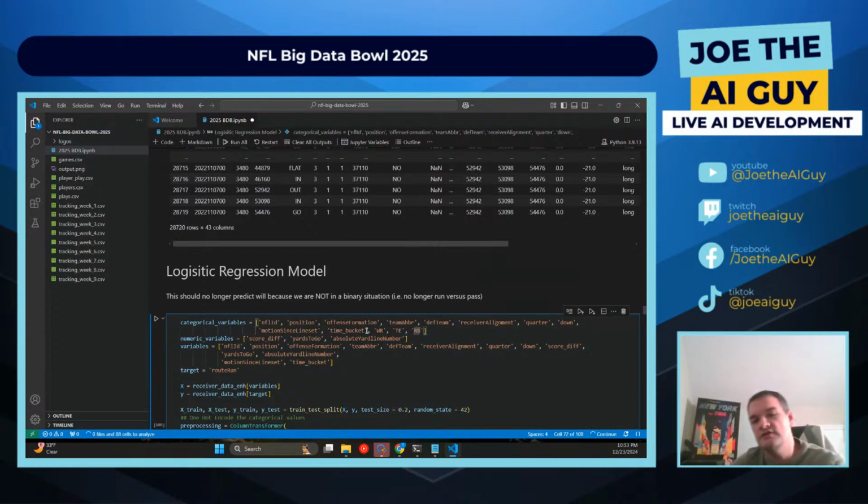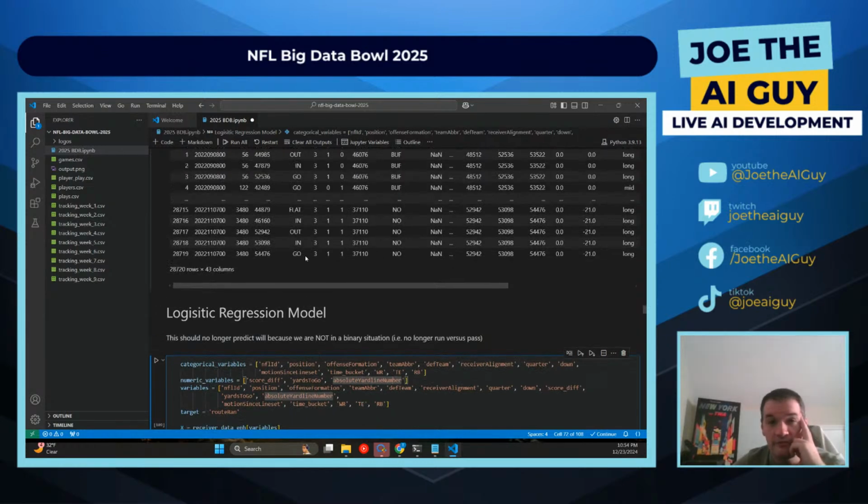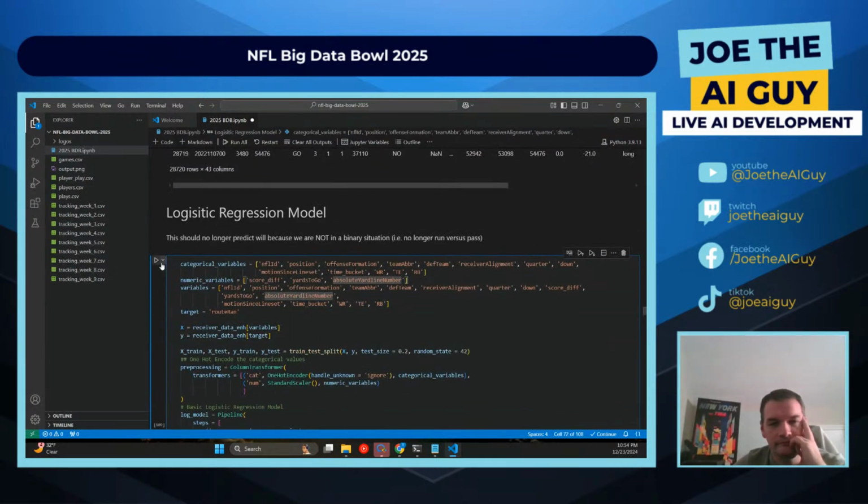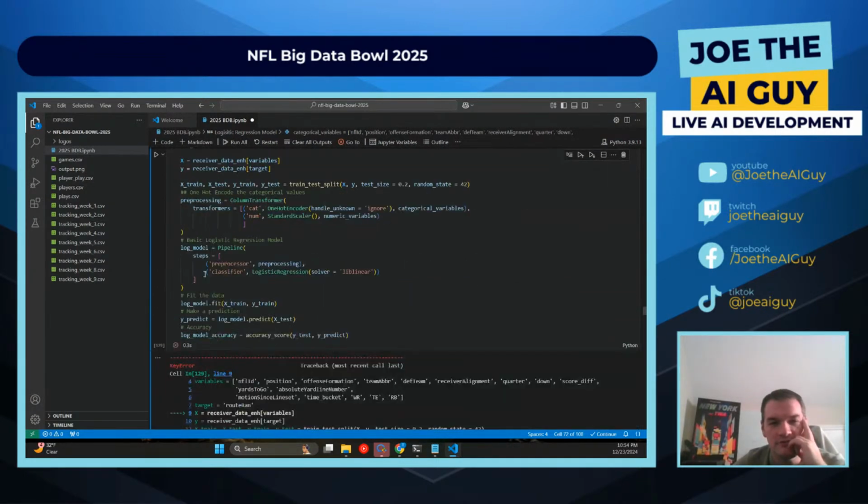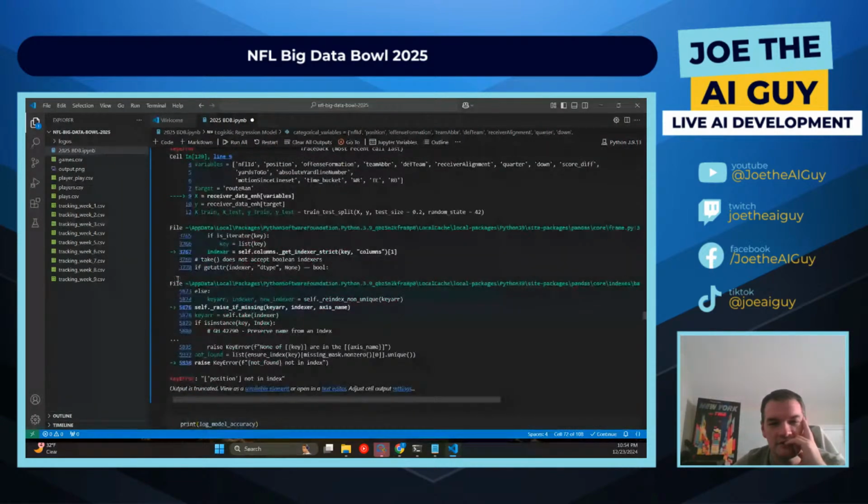So even though these are numbers, these need to be categorical, because you're not going to have 2.5 receivers on the play or 2.5 tight ends. You're going to have 1, 0, 1, 2, or 3, maybe 4. So we don't want to treat them as numbers. We want to treat them as categories.